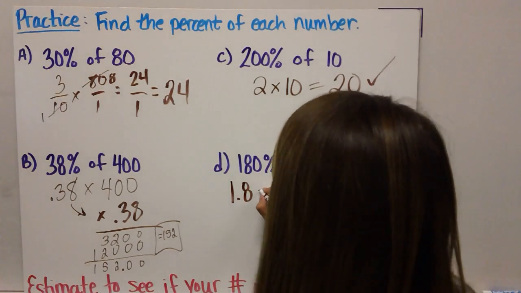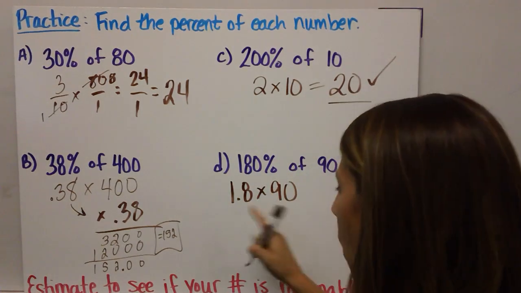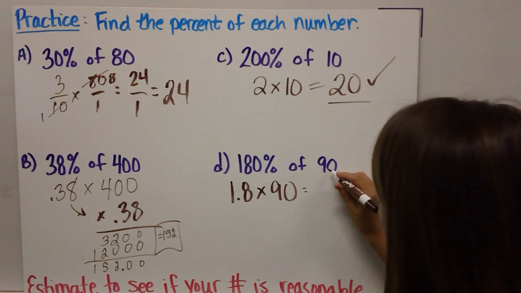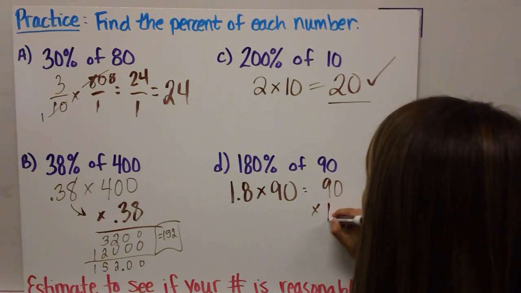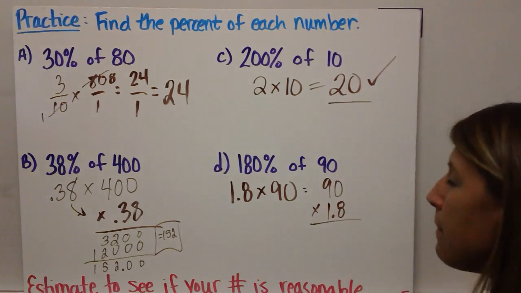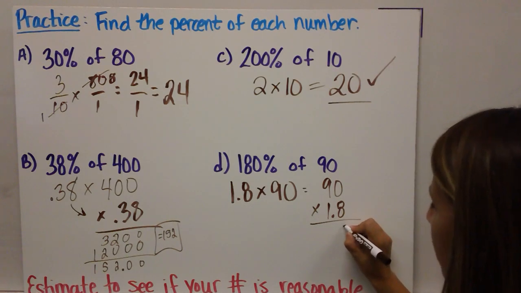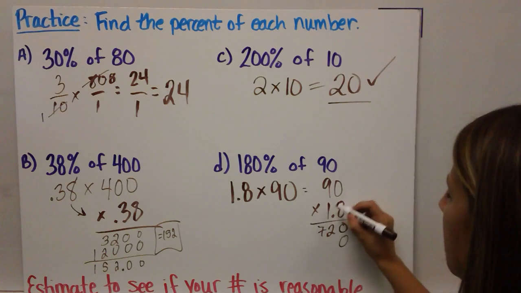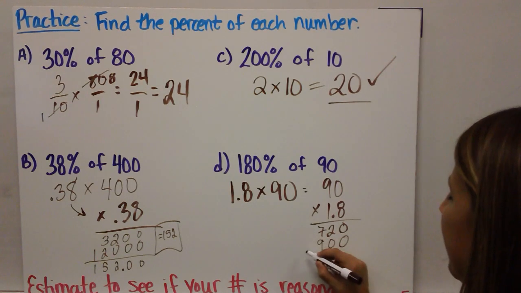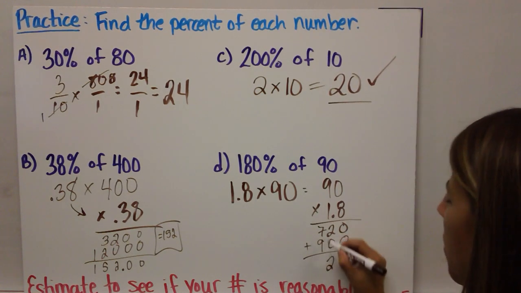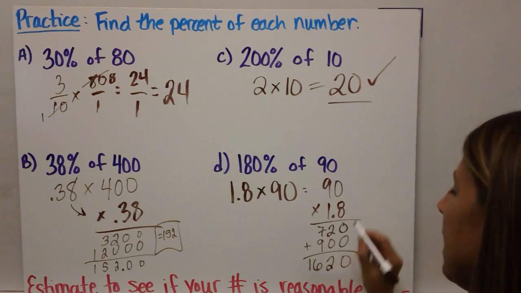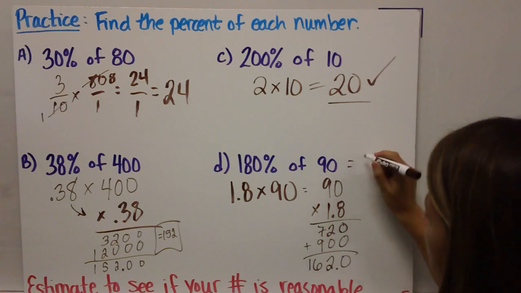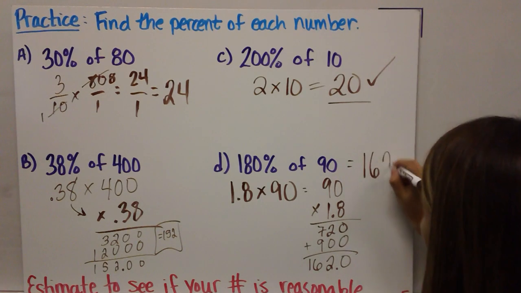I bet you caught me. And we're going to say times 90. 1.8 times 90. Excuse me. So, if I multiply here off to the side, 90 times 1.8, that is 8 times 0 is 0. 8 times 9, 72. Fill in my 0, 1 times 0 is 0, and 1 times 9 is 9. Let's add them together. This is 2. 9 and 7 is 16. 1 decimal place is 162. So I can say that 180% of 90 is 162.